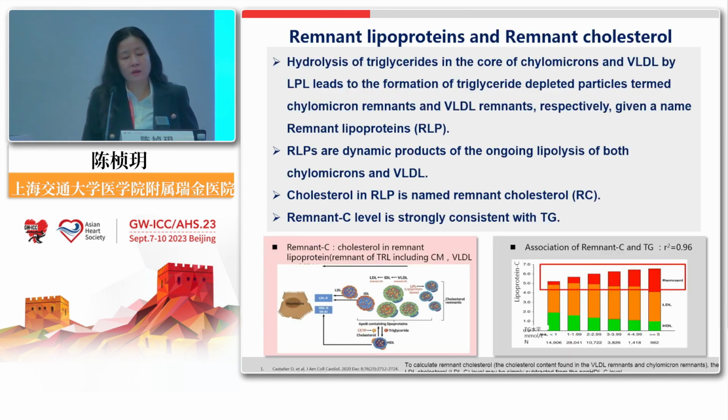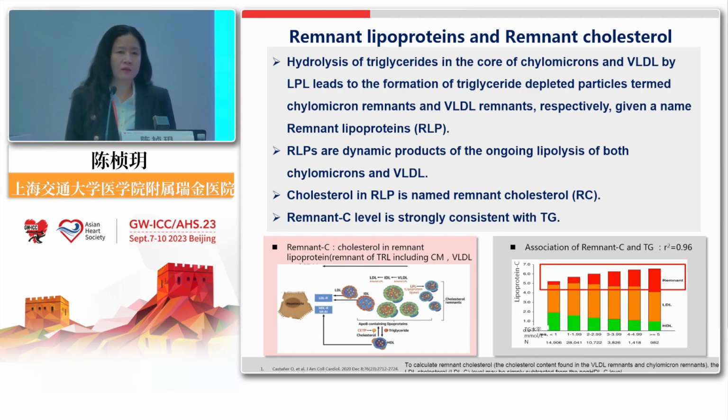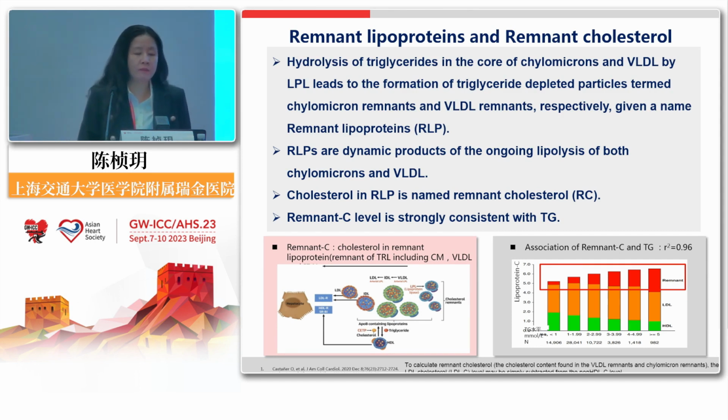Let's get to know remnant lipoproteins and remnant cholesterol. They are two different identifications, but they help us understand what happens when TG is elevated. Hydrolysis of TG in the core of chylomicrons and VLDL by LPL leads to the formation of TG-depleted particles termed chylomicron remnants and VLDL remnants respectively, given the specific name RLP, remnant lipoproteins. This is actually a dynamic product of ongoing lipolysis of both chylomicrons and VLDL.